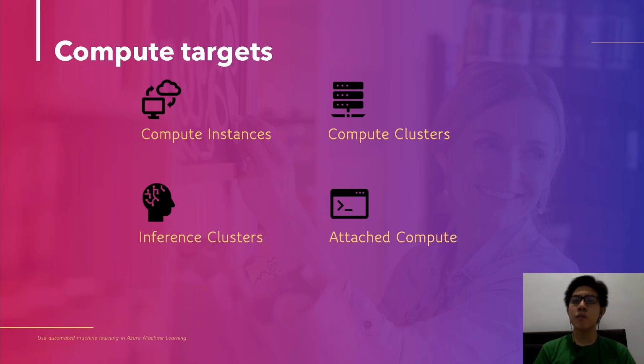There are 4 kinds of compute resource you can create. First of all, compute instance, which is a development workstation that data scientists can use to work with data and models. Secondly, compute cluster, a scalable cluster of virtual machines for on-demand processing of experiment code. Thirdly, inference cluster, a deployment target for predictive services that use your trained model.